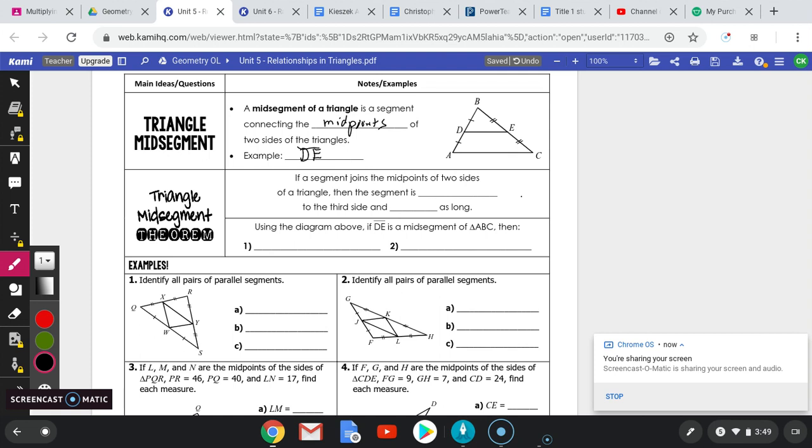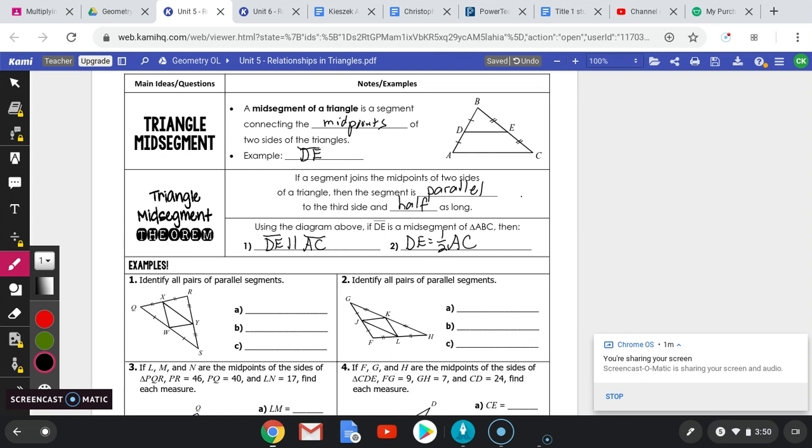So the theorem states this: if a segment joins the midpoints of two sides of a triangle, then the segment is parallel to the third side and it's half as long. Now, there's a proof that we can do for each one, but we're not going to do that right at the moment. If I just look at the diagram above, as we said, line segment DE is the mid-segment of triangle ABC. Therefore, line segment DE is parallel to segment AC, and DE is equal to half of AC.